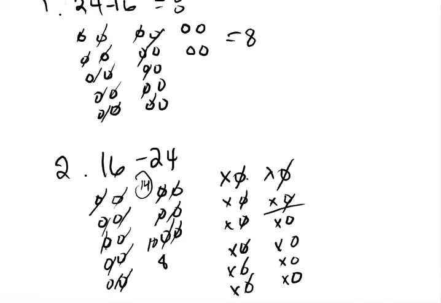So I count my negatives that are left over. 1, 2, 3, 4, 5, 6, 7, 8. So there's 8 negatives left over. So those are not positive, so I need my negative sign. Those are 8 negatives left over. So this method works for number 2.